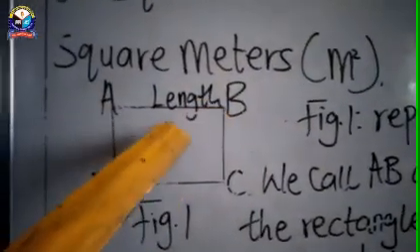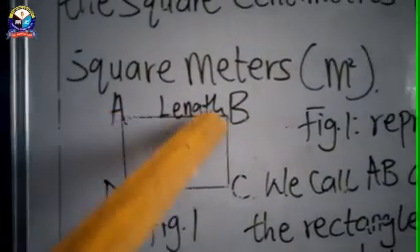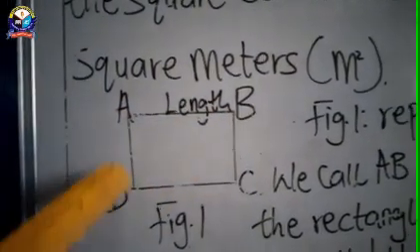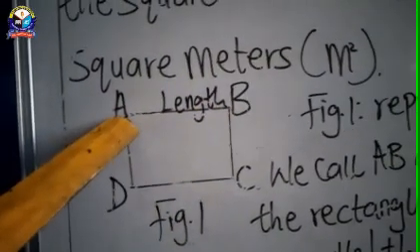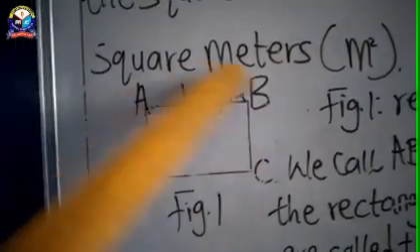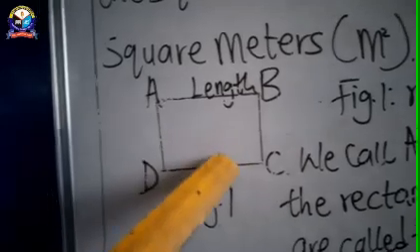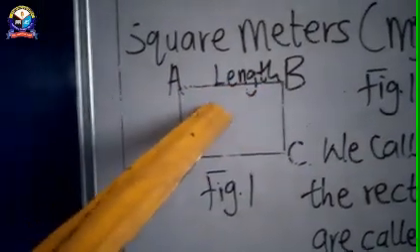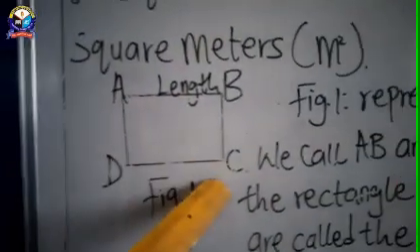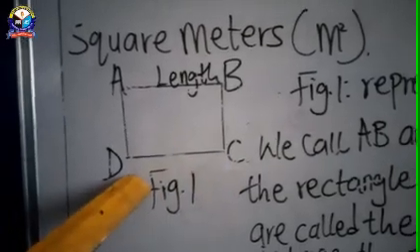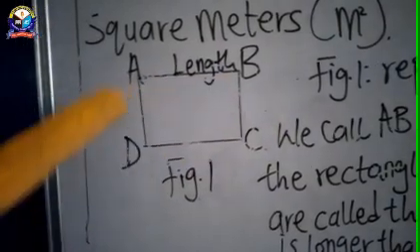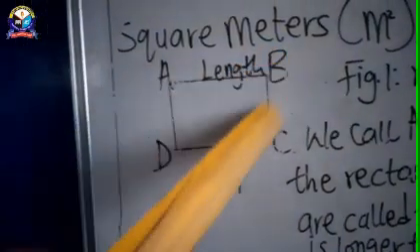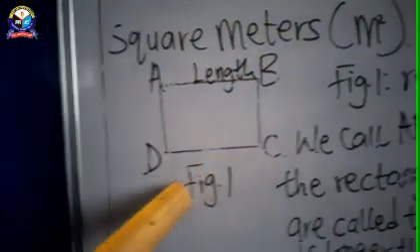The diagram is labeled A, B, C, D. Now look at it. You can see that the diagram is a rectangular shape. AB is the length of the rectangle. DC is also the length of the rectangle. BC and AD are the same thing. AD is the breadth. BC is also the breadth of the rectangle.